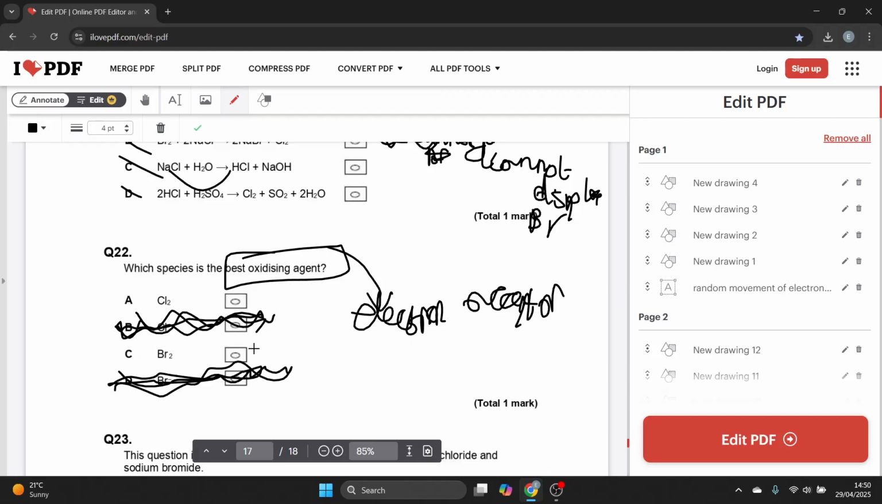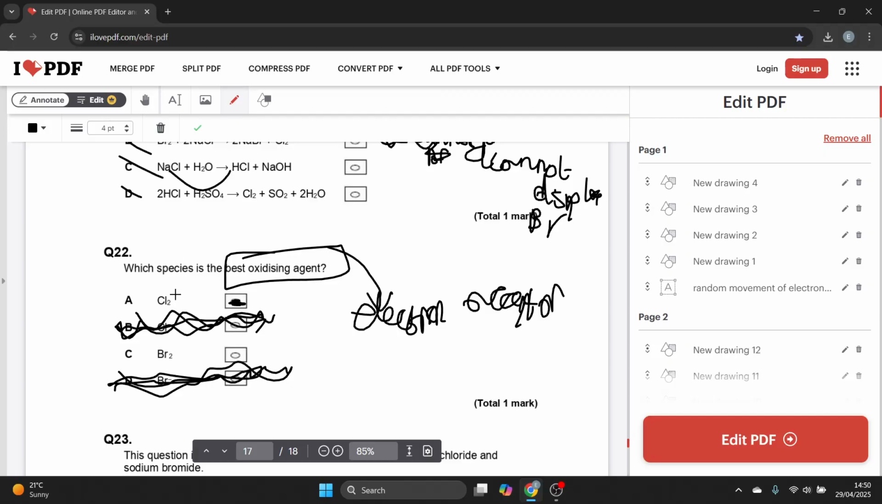And we're left with chlorine and bromine. Well, bromine is further down the group than chlorine, so bromine is less electronegative. So chlorine is the answer, because electronegativity increases up group 7. So A is the correct answer.